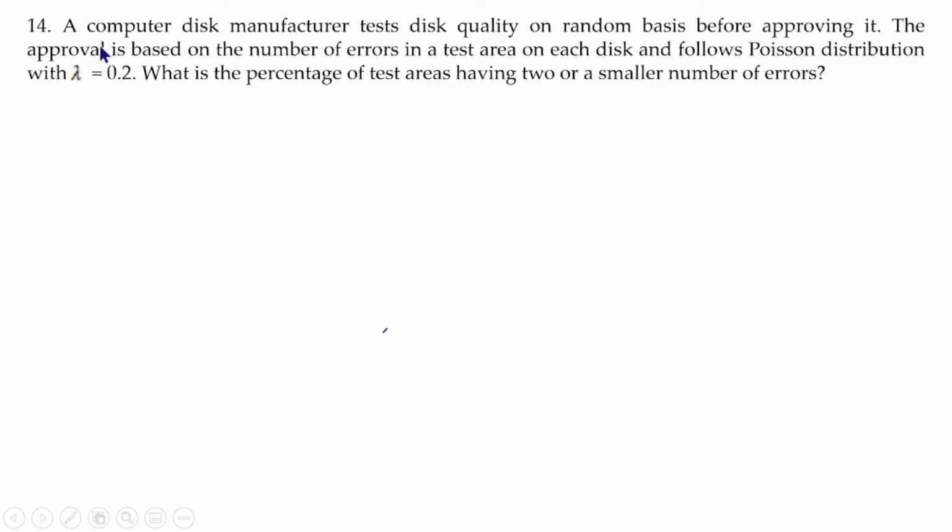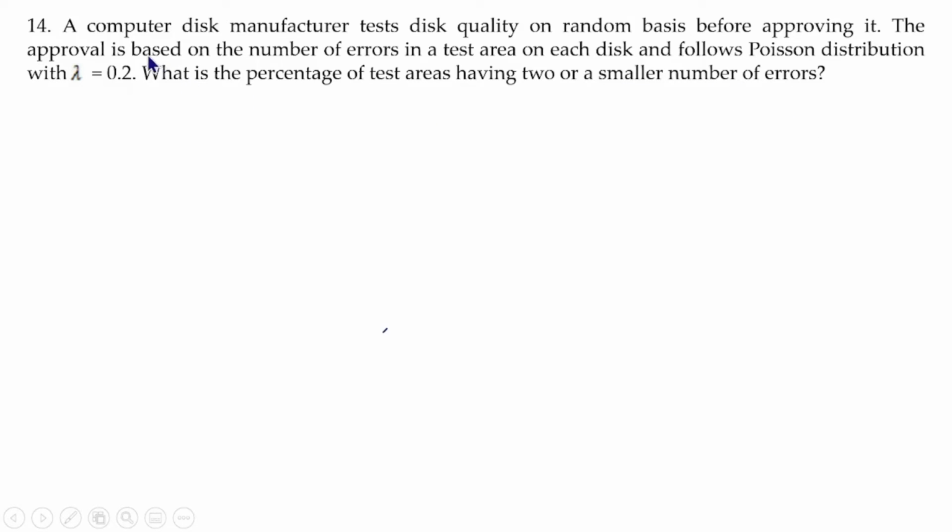Next question, a computer disk manufacturer tests disk quality on a random basis before approving it. The approval is based on the number of errors in a test area on each disk and follows Poisson distribution with lambda is equal to 0.2. What is the percentage of test areas having 2 or a smaller number of errors?